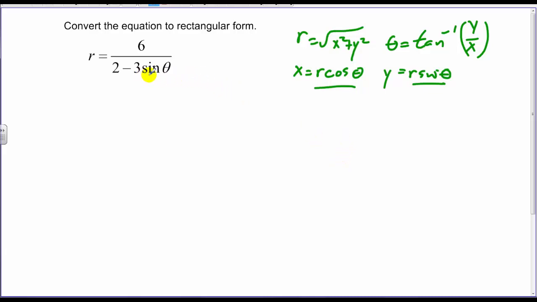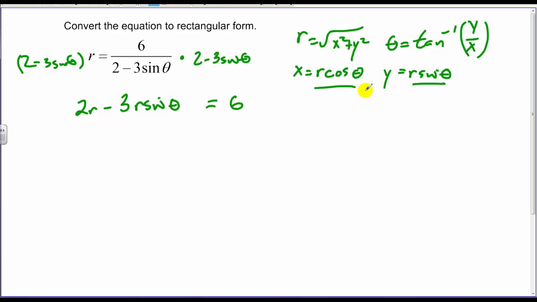Now I see a sine theta here, but there's no r with it. However, what I'm going to do is multiply both sides of the equation by 2 minus 3 sine theta. Notice what this is going to do for me. I end up with 6 equaling 2r minus 3 r sine theta.